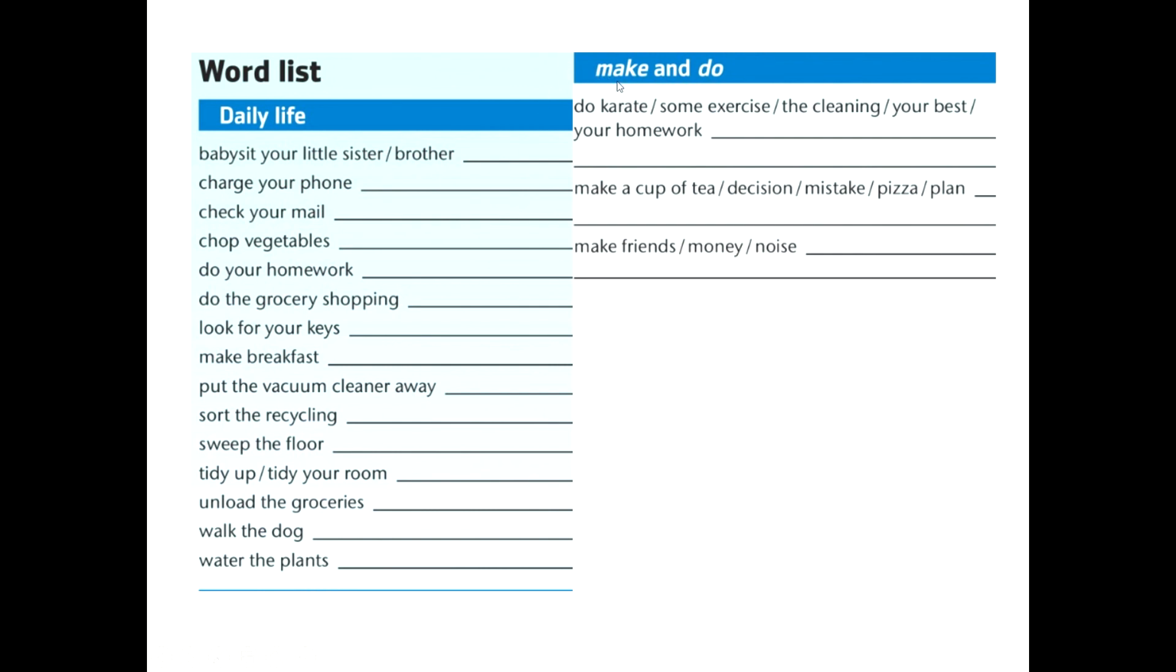They are synonyms in many cases, but we use it in different contexts, okay? And in this unit, we are going to make the difference between the two of them. For example, how can I combine make or do with these? Okay, do karate, do some exercise, do the cleaning, do your best, do your homework. Make a cup of tea, make a decision, make a mistake, make pizza, make a plan. Make friends, make money, make noise. These kind of sentences are called in English collocation.